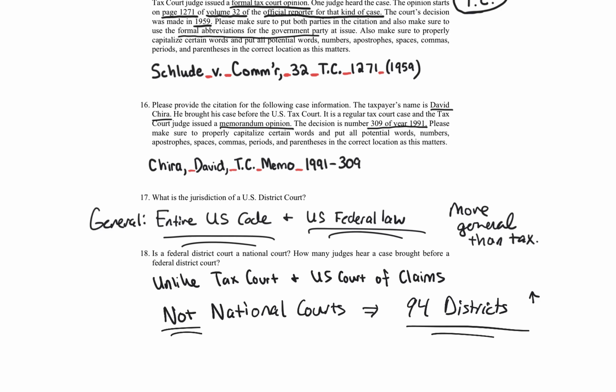How many judges hear a case brought before a district court? 1. 1 judge would hear a case. So 1 judge will hear a case, and the idea is that you're not going to have en banc. You're not going to have en banc potential like you are with the Tax Court or the U.S. Court of Claims or even with the appeals courts, where they can be heard en banc as well. So 1 judge will hear a case.